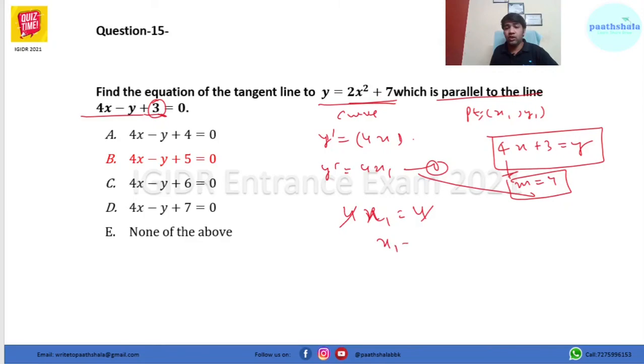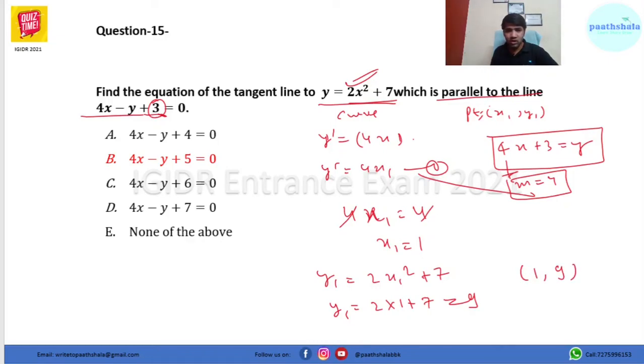Okay, now in order to find the y, just put it in an equation. So this point will also satisfy the curve, so this will come out to be y1 equals to 2x1 square plus 7. So this will be 2 into 1 plus 7, so this will come out to be 9. So we got the point that is 1 comma 9.